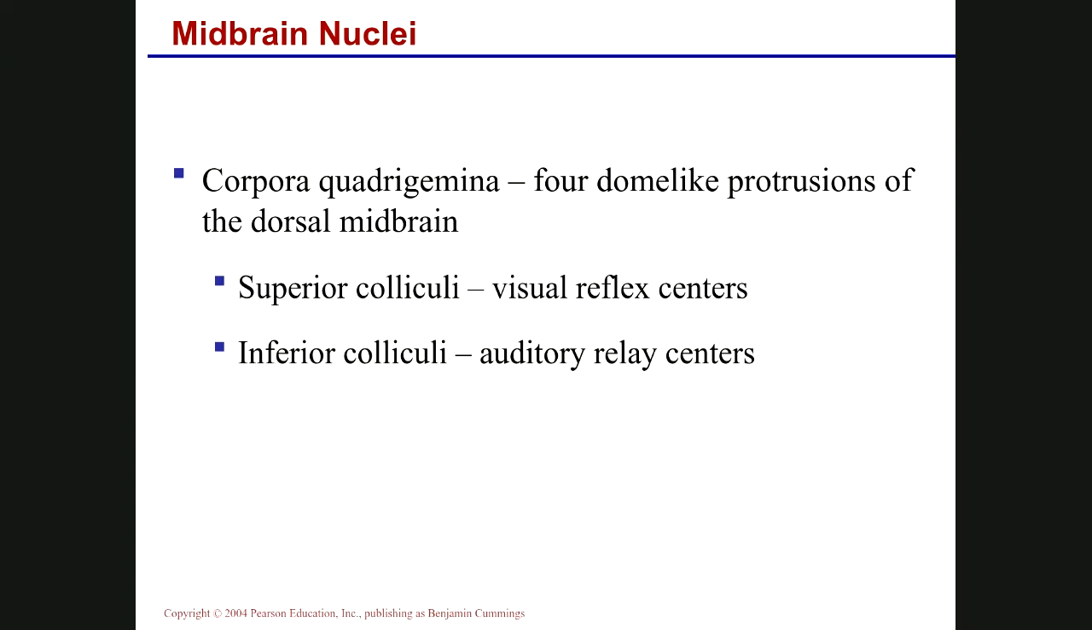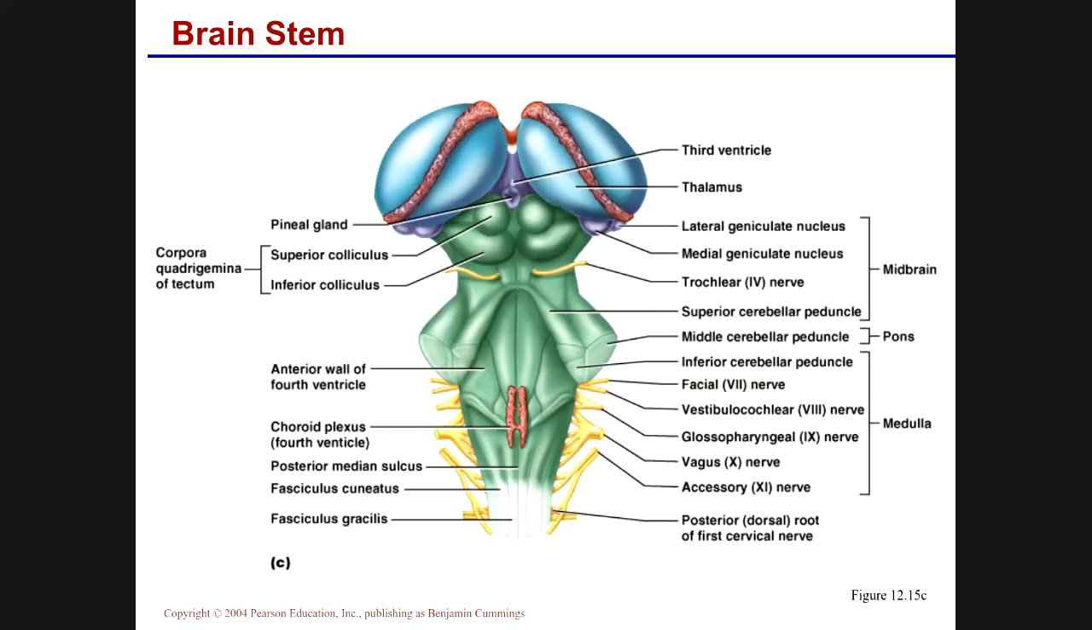Another thing that the midbrain has is four centers that do reflexes. When you look at them, they look like four bumps. They're on the posterior side of the midbrain, and you can see them here. Collectively, they're called the corpora quadrigemina. They're part of what's called the tectum. So if you remember the tectospinal tracts, that's where these are going to originate.